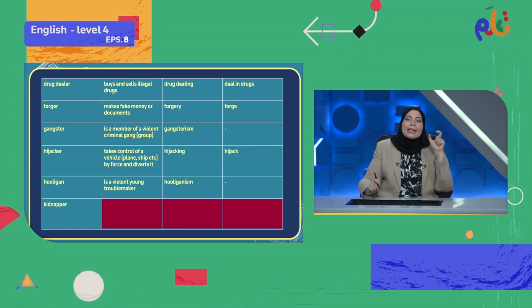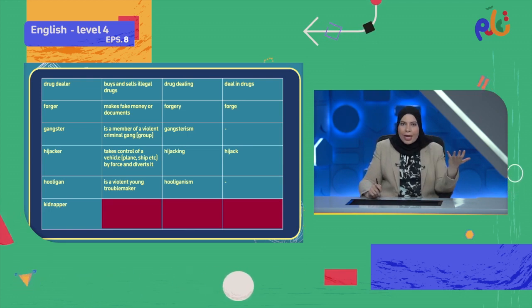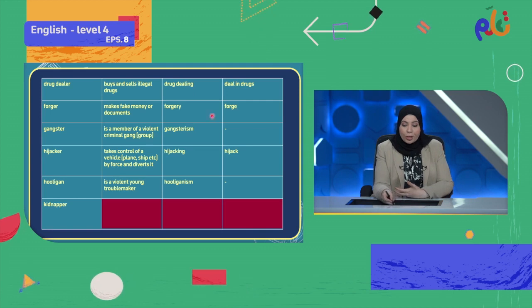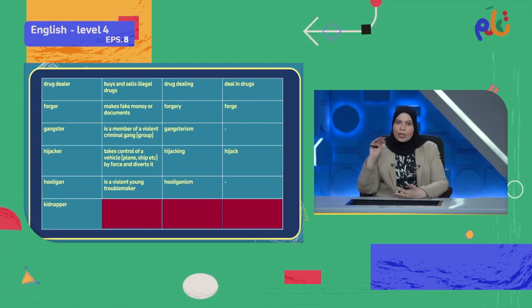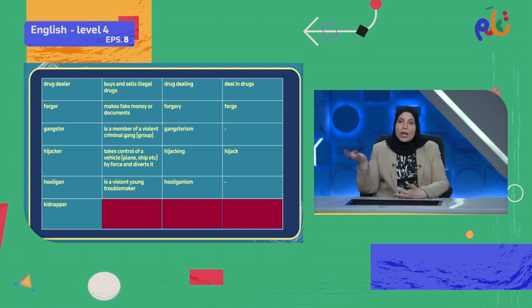So this is basically for the person. He can forge money, he can deal in drugs, but the main point is that he is under the age of 18. So he's considered a youngster still.